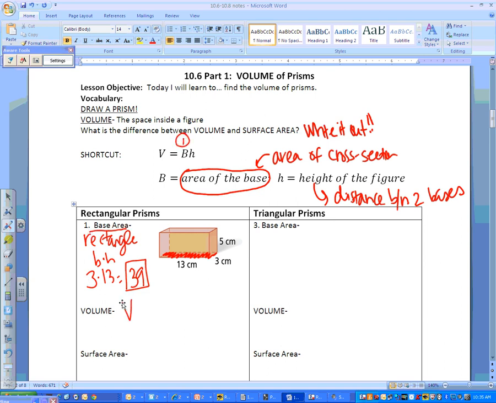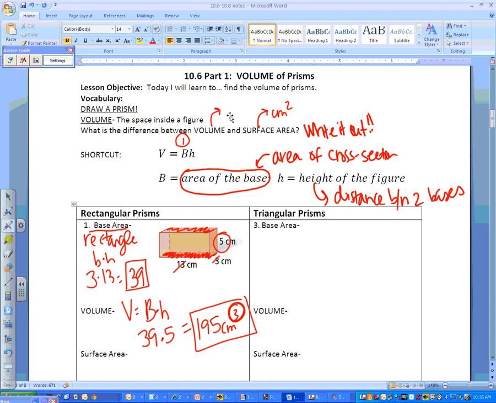To find the volume, it's the base area times the height. So the height, remember, is the distance between these two bases. So what's the distance? It's going to be 5. So we're going to take 39, multiply it by 5, and that's going to be your surface area, I'm sorry, your volume. So 195 cubic centimeters. Whenever we're talking about volume, our units are cubed, or to the 3. Remember, for area, our units are squared, or 2. And for volume, it's always cubed. That's one difference between volume and surface area.